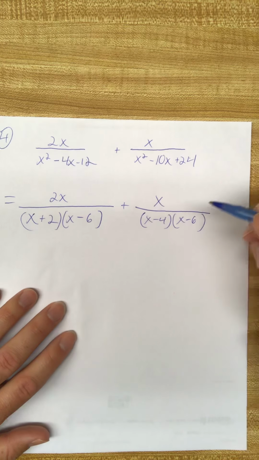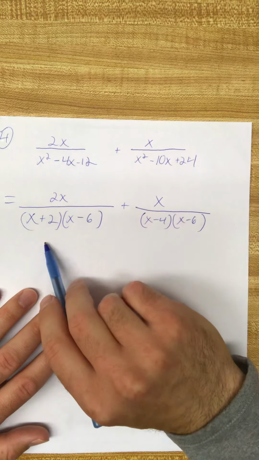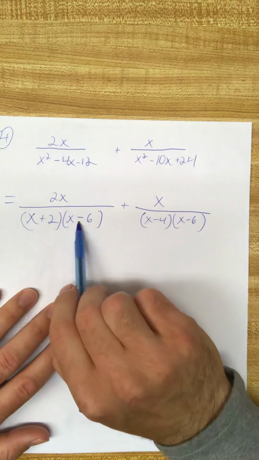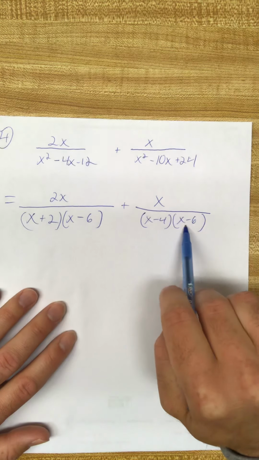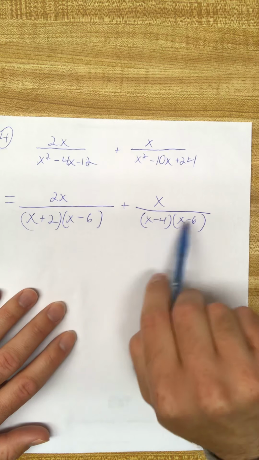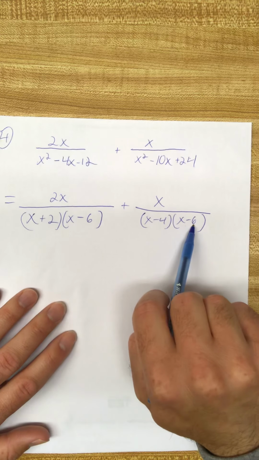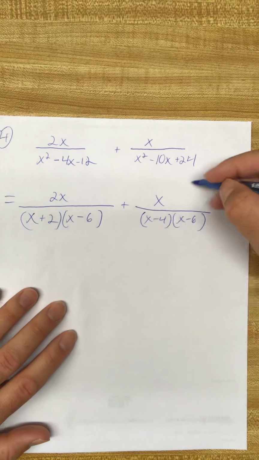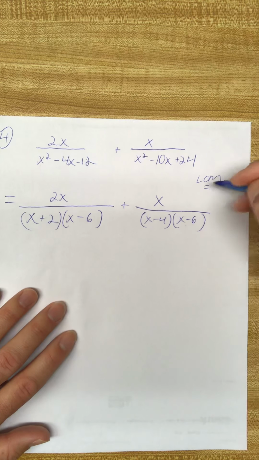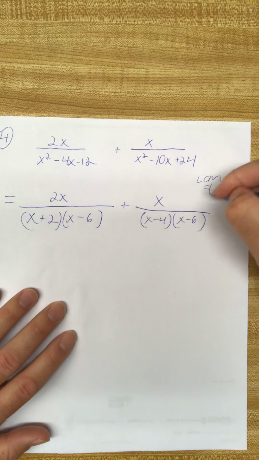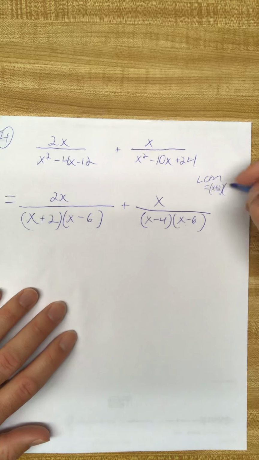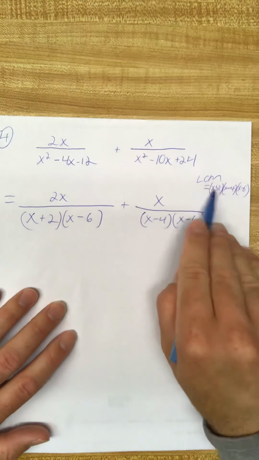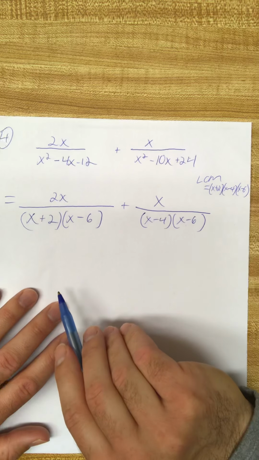So here we're going to be looking at what we need in each denominator to make them the same. Here I have x plus 2, x minus 6. Here I have x minus 4 and x minus 6. So they have an x minus 6 in common, which is good. But then this one has an x plus 2, and this one has an x minus 4. So your LCM, your least common multiple, your common denominator is going to be x plus 2 times x minus 4 times x minus 6. Each denominator needs each of those, okay?